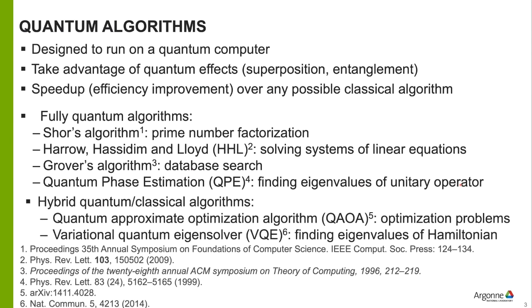However, during this time where we don't have large-scale quantum computers that are required for fully quantum algorithms, we work with hybrid quantum classical algorithms. So today I'm going to talk about the variational quantum eigensolver, which is used to find eigenvalues of the Hamiltonian. And tomorrow, in this workshop, you will learn about the QAOA algorithm that's used for optimization problems.